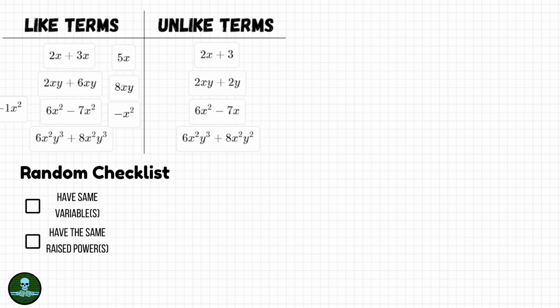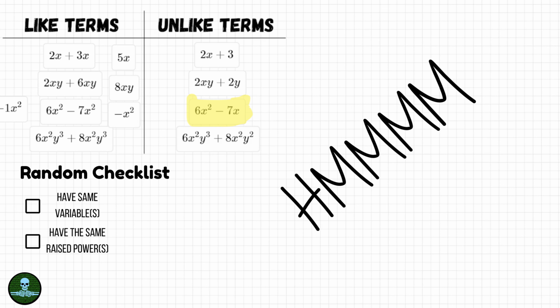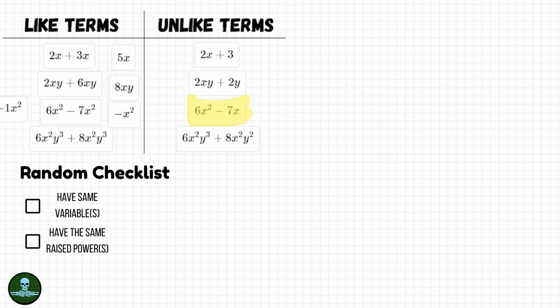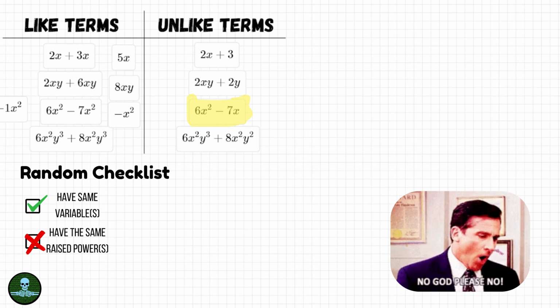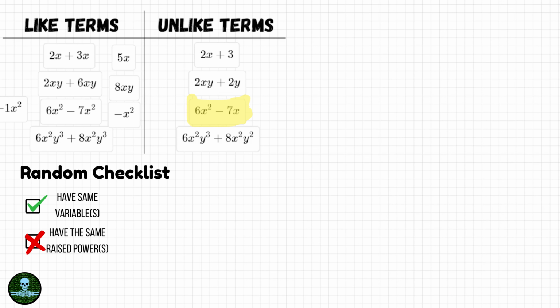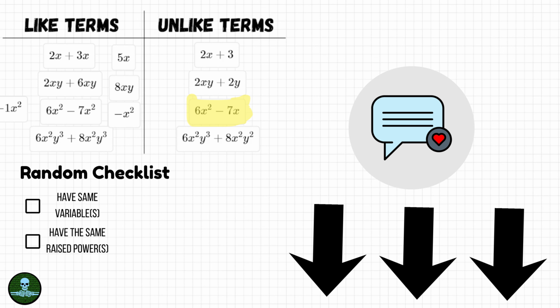In the second column, unlike terms, 6x squared minus 7x. In our checklist, we have the same variable. Coefficients do not matter, but they're not raised to the same power. Oh my god. Okay, yeah, you can't combine them anyways. So yeah, that's very straightforward. If you have any questions, again, you can put them in the comments. I'll be happy to answer them.